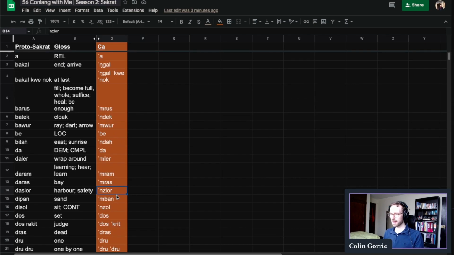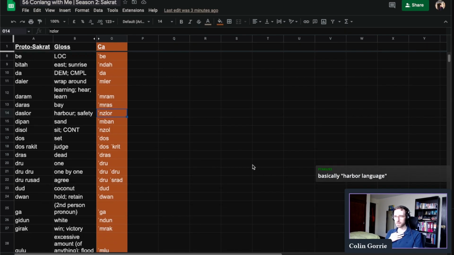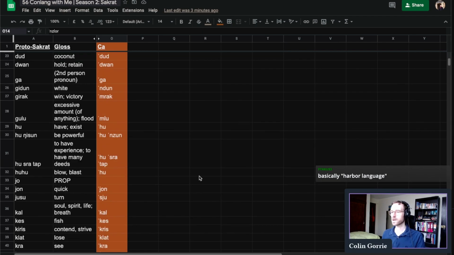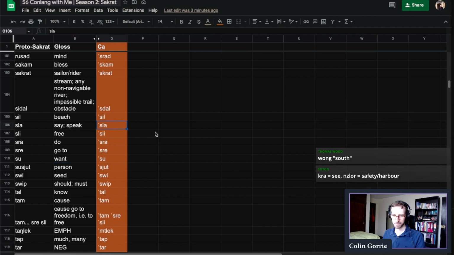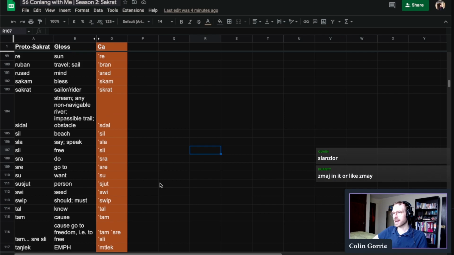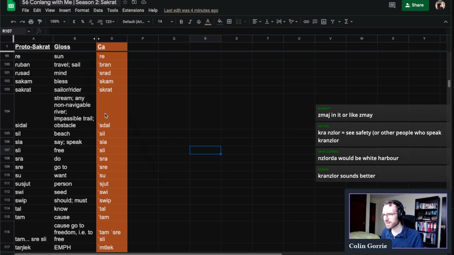All right, so let's use that, but I think we should also put in another word. I saw Sutton suggested kranzlor. Kranzlor, that could work. See the harbor. Harbor language. Harbor, we have speech, right? Which is sla. So we could say sla. Slanslor, that doesn't roll off the tongue. Slanslor, it just doesn't roll off the tongue for me, I don't know. Krangslor, krangslor. Maybe nzlor is enough.